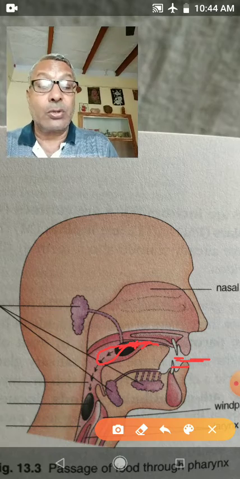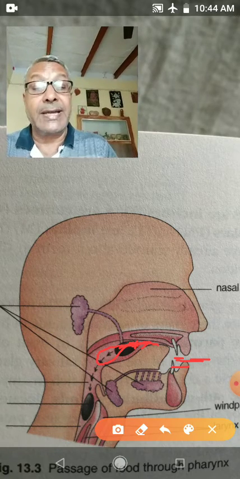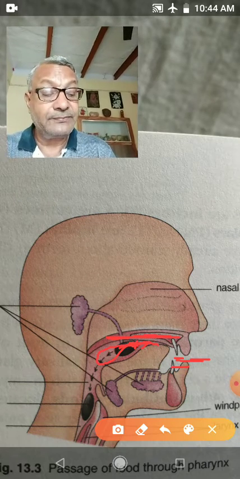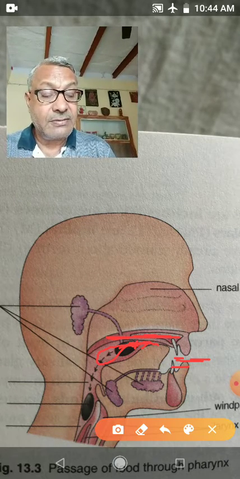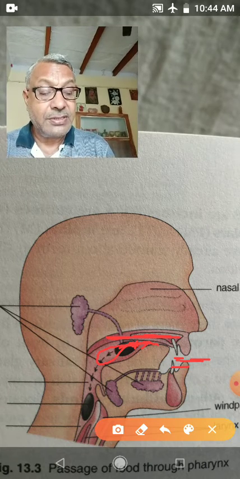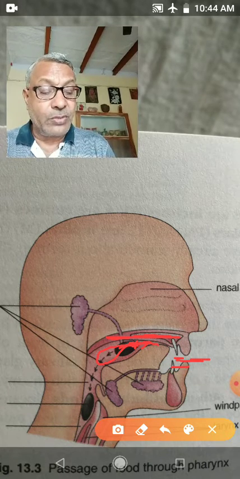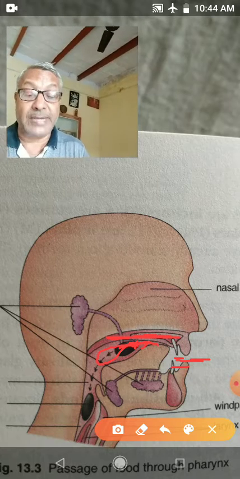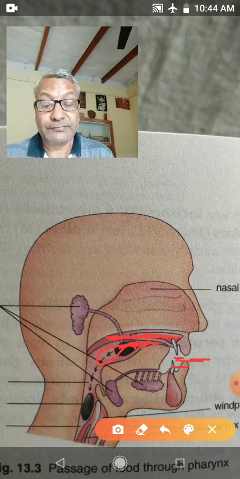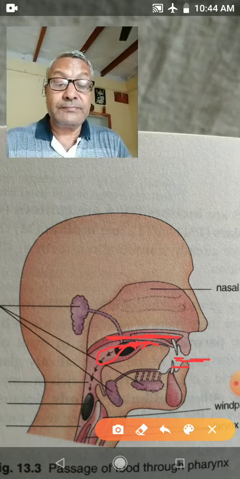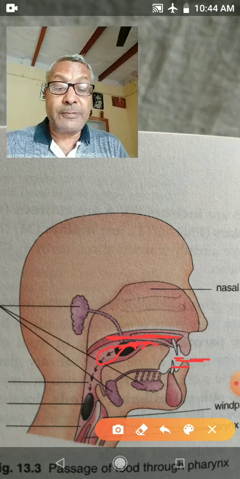Palate forms the roof of the buccal cavity. So this is the roof of the buccal cavity. It is made up of palate. There are two parts, one is the hard palate and the other is the soft palate. Hard palate is supported by bone and soft palate is the posterior part.